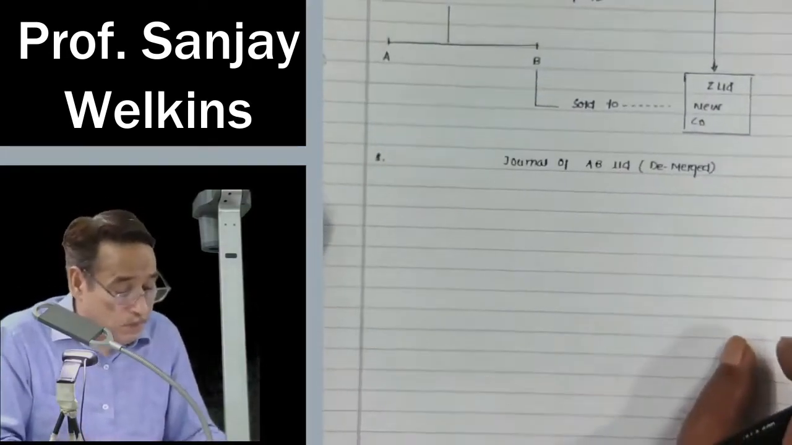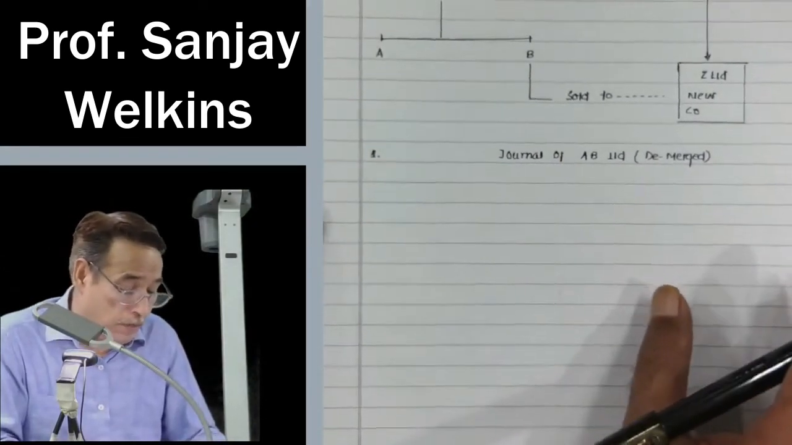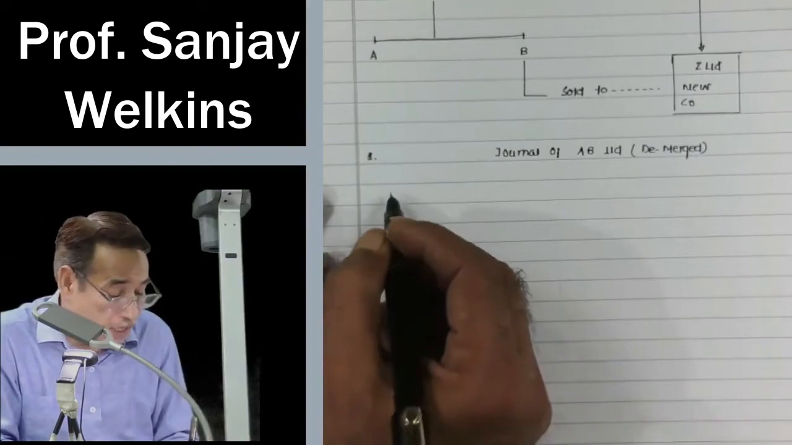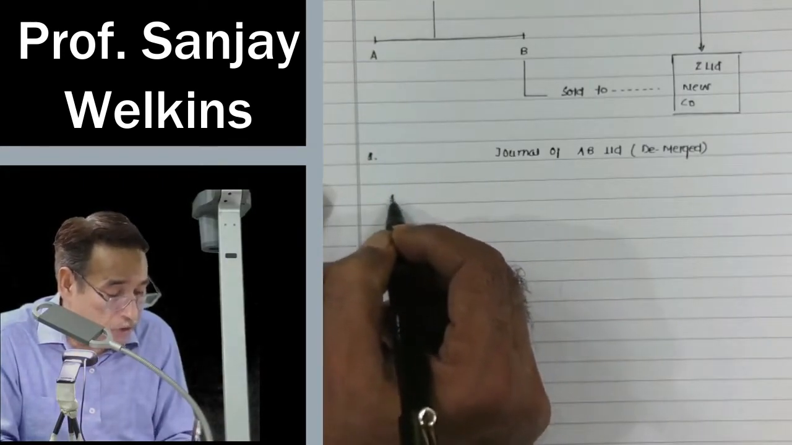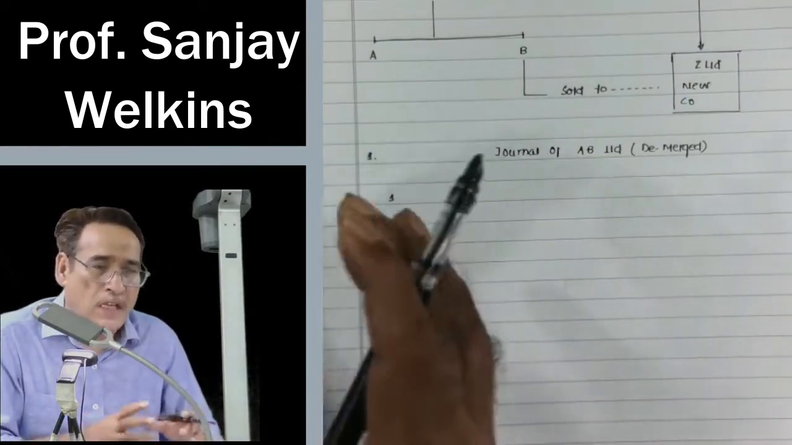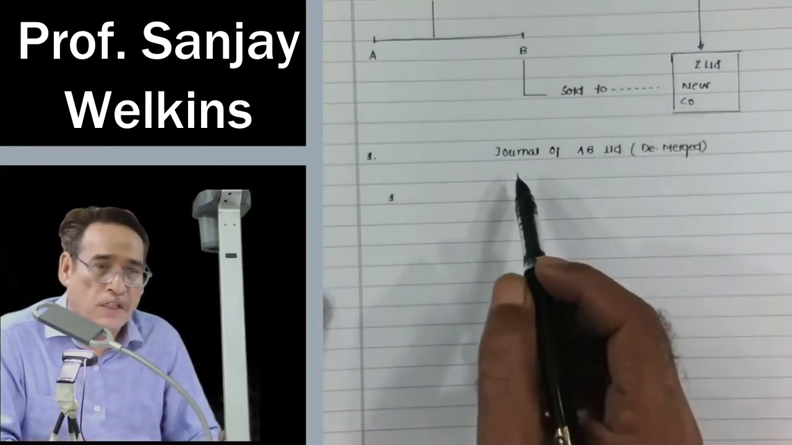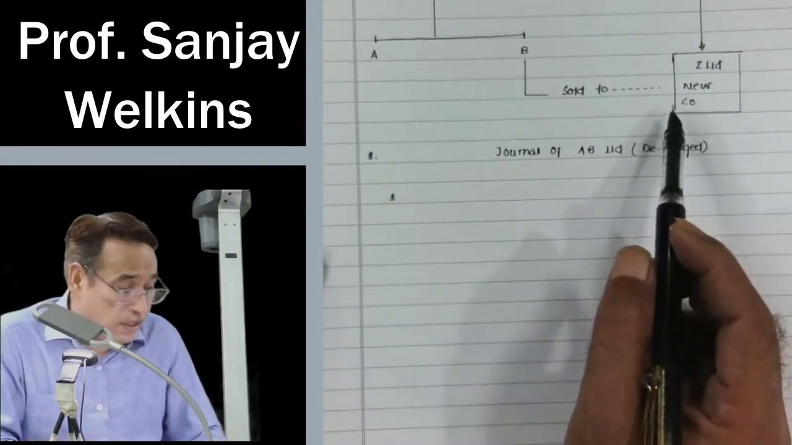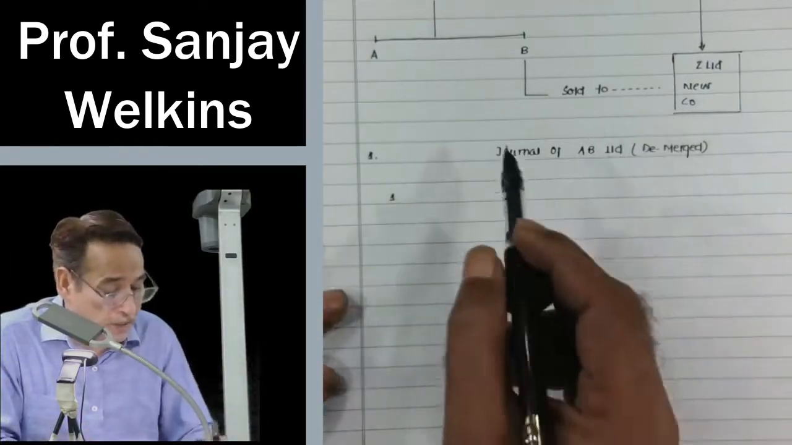Correct? So, journal of AB Limited. In order to prepare the journal of AB Limited, first of all, I have to think very coolly which division I am selling of B Limited. When I am selling the division of B Limited, indirectly it means I am selling off all of its assets and liabilities to this particular entity. And it is clearly given in the question that this entity is going to give us a consideration of 50 lakh.